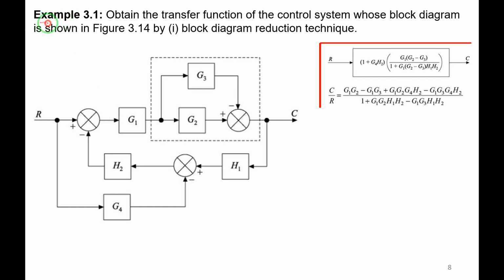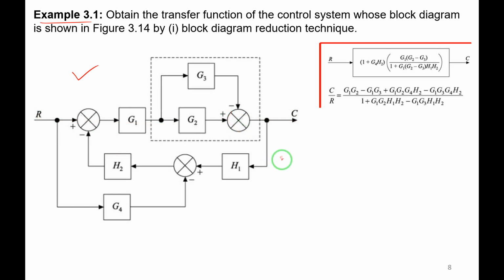Example 3.1. Obtain the transfer function of the control system whose block diagram is shown in the figure by block diagram reduction technique. This is the block diagram they are given. You can observe there are several blocks: G1, G2, G3, G4, H1, H2. Several blocks and three summing points are there. The input is R and output is C, right?